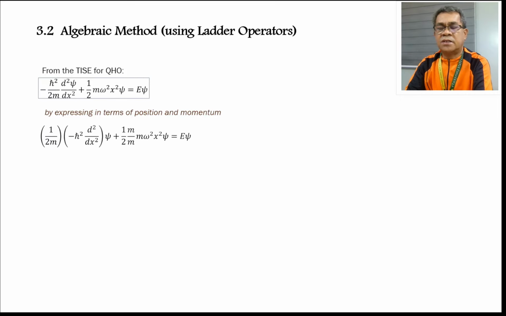Take note that if we transform the TISE, the negative h bar squared over 2m times the second order derivative of the wave function with respect to the position, it can be broken into two factors. We can have 1 over 2m or negative h bar squared, d squared over dx squared.